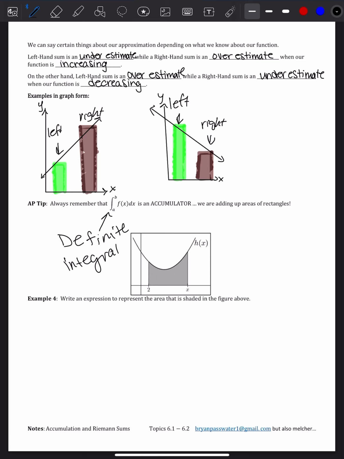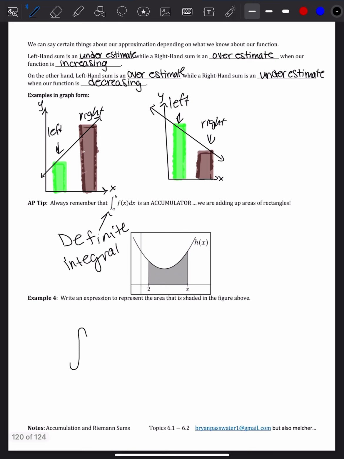Write an expression that represents the area of the shaded figure above. So we have our integral, we need our bounds. Our lowest one is 2, our upper one is x. It is going to be of the function h of x, and we are going to be doing it with respect to x because x is inside of that function h.